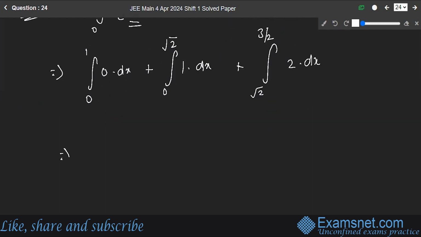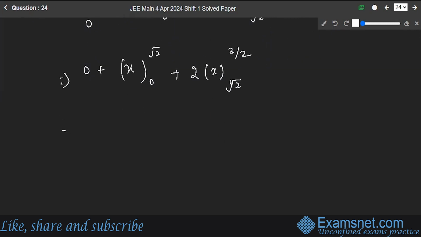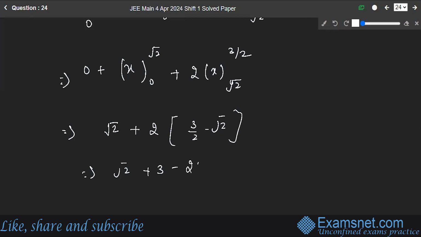So this is 0, let's ignore it. And this will be x, and this will be 2x. Root 2, 3 by 2. This gives you root 2 plus 2 into this, root 2 plus 3 minus 2 root 2, or 3 minus root 2. Correct?